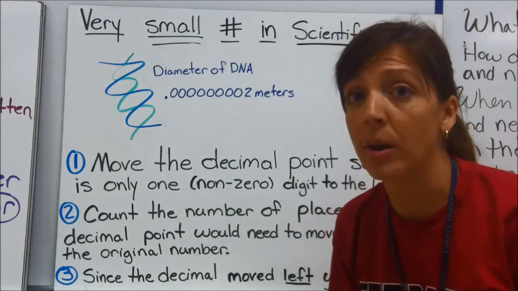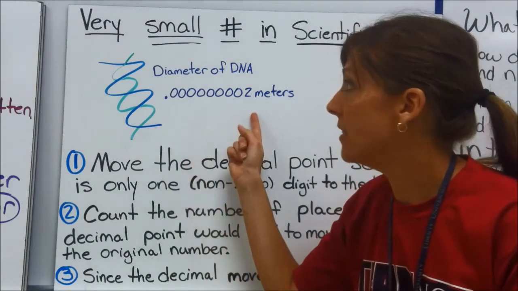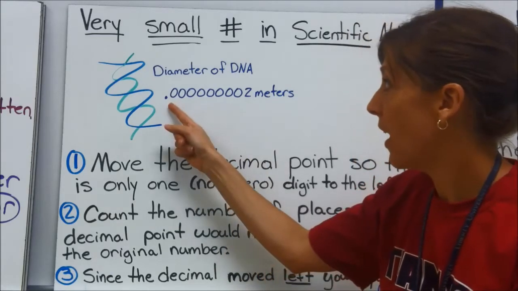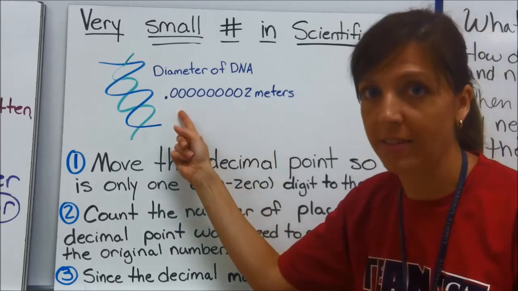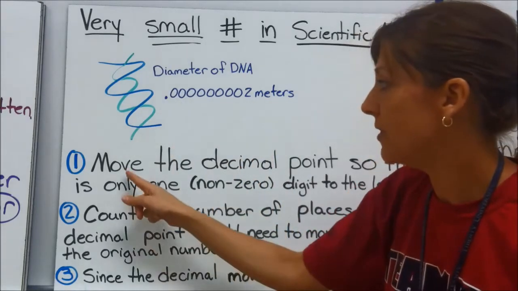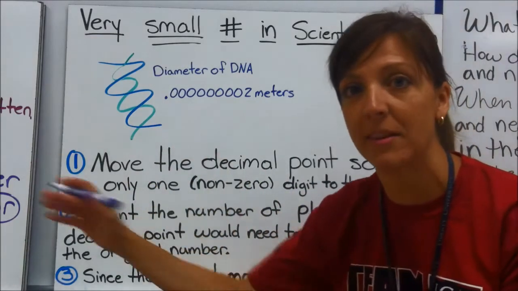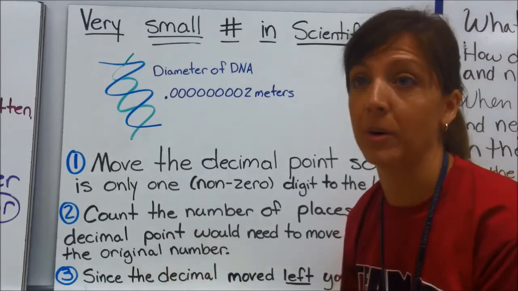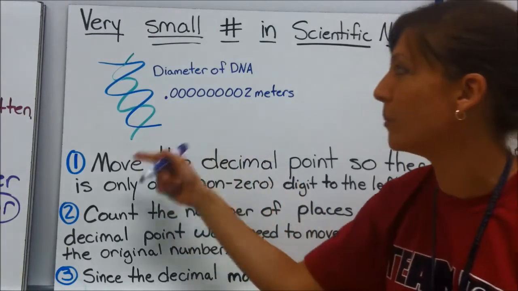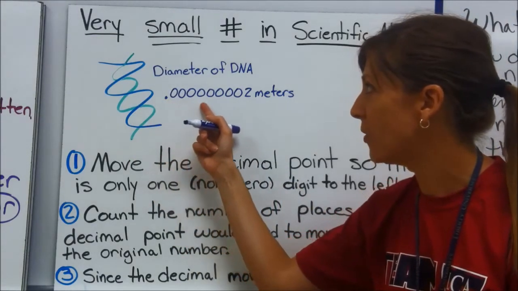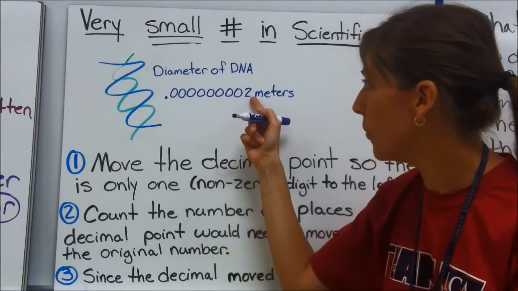Now let's take a very small number and write it in scientific notation. Let's take the diameter of DNA. Okay? This is how we would normally write the diameter of DNA. Now, if you're a scientist, you don't want to write this every time. Now, step 1, we're going to move the decimal point so there's only one non-zero digit to the left. Hey, that's the same as it was in changing a very large number into scientific notation. So we are going to move the decimal point so there's only one number in front of it. Well, how far would I have to move the decimal point so there's another number besides 0 in front of it? I have to move it all the way behind that 2.